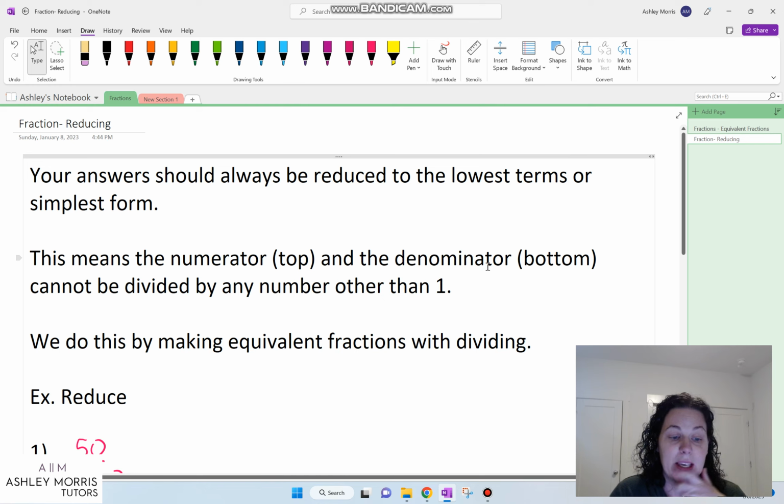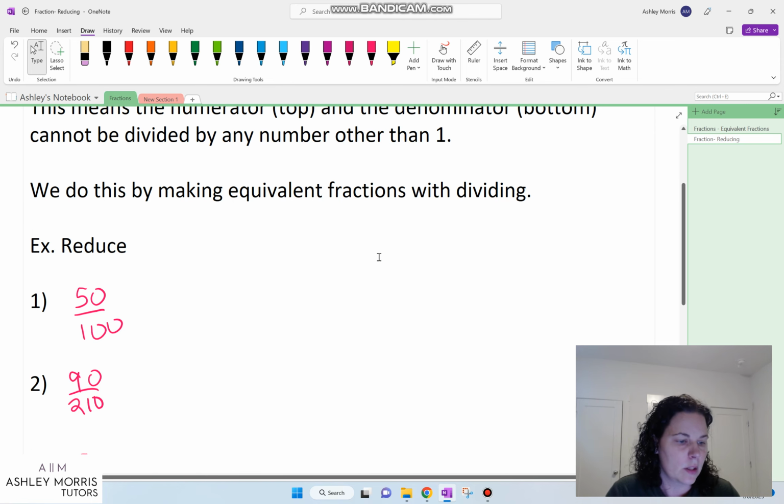And we do this by making equivalent fractions with dividing. Sometimes we can see the one number we need to divide by and we're done. Sometimes we're going to have to divide more than once. That's okay. You're going to get the answer at the end.